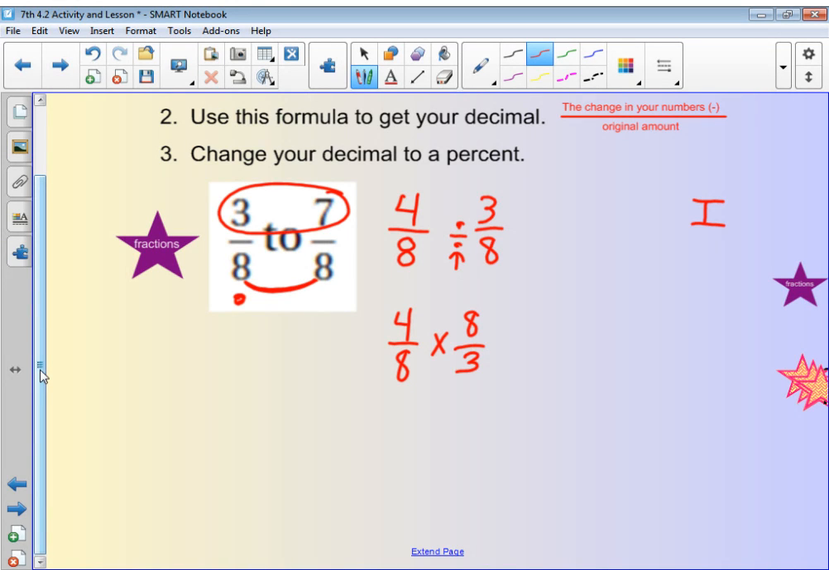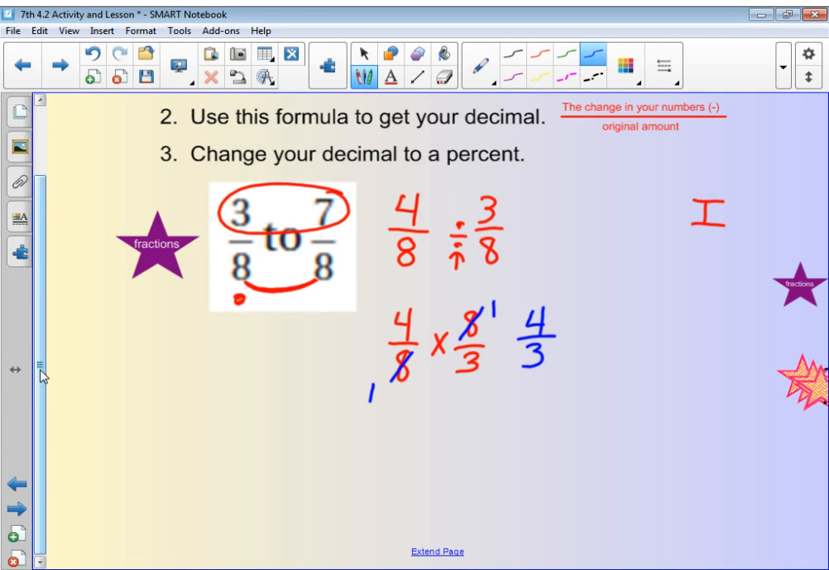Now, I strategically didn't flip it because now it makes it very easy for me to see that I could cross cancel these out. 8 would go into themselves each once. So now I end up with 4/3. Okay, so 4/3, that's our fraction.